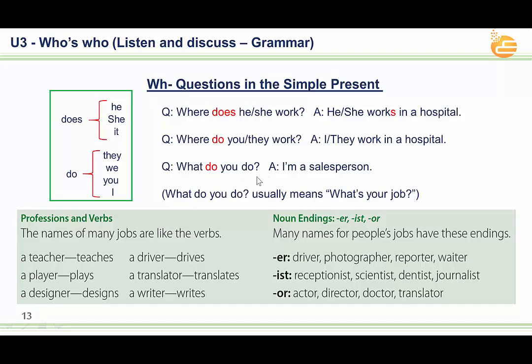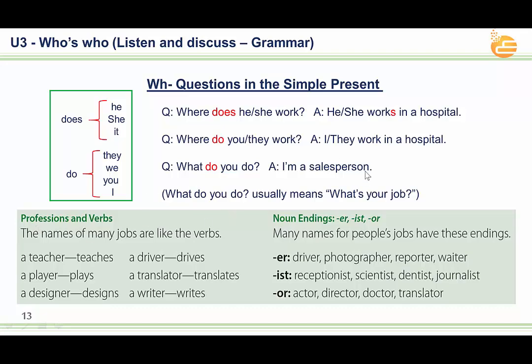What do you do? What do you do? I'm a salesperson. When I say what do you do, or anyone says what do you do, it usually means what is your job. The second person says, I'm a salesperson, I'm a teacher, I'm a writer, I'm a doctor, etc. Okay? Very nice. Let's go to the next.